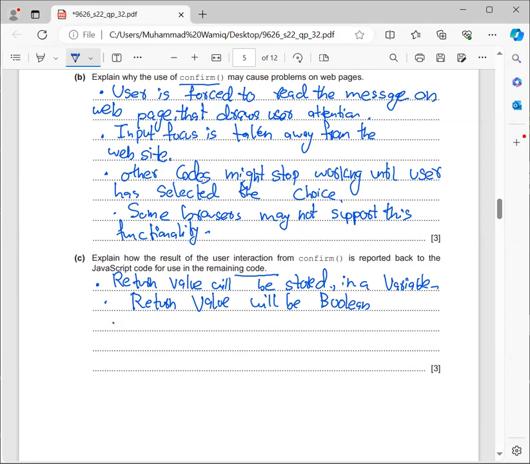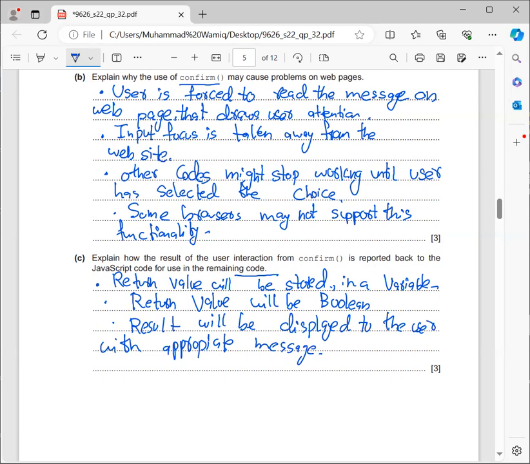You can also write that whatever you select, your result will be displayed to the user with an appropriate message. This is for 3 marks. You can explain it more by writing that, for example, if you select OK, that means true should be returned to the variable. If you select close or cancel, that means false is going to be returned to the variable. So you can write this also, but this is enough for 3 marks.